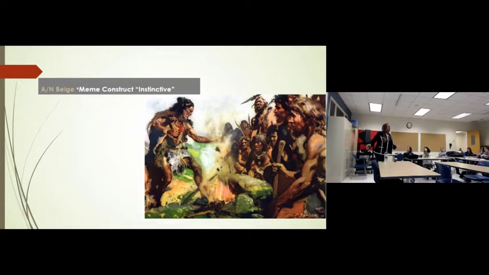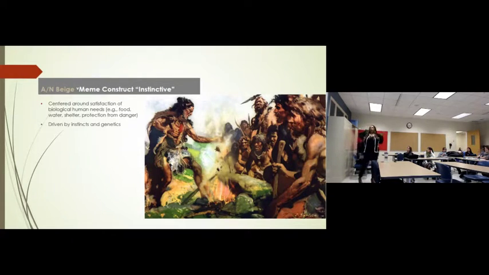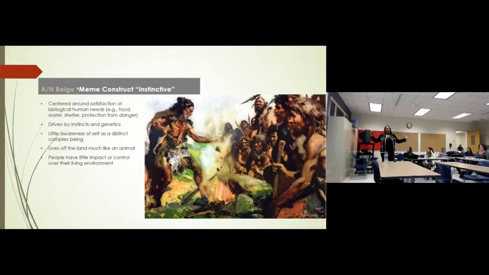Again, this could be a whole semester class, honestly, but I'm just trying to give you a rudimentary introduction to it. So what you would expect to see in this kind of worldview is an individual who's centered around the satisfaction of their basic biological human needs. So they're focused on food, water, shelter, protection from danger. Also represented in this particular worldview construct is an individual who's driven by instinct and genetic imperatives. There's little awareness of the self as a distinct, complex being. One lives off the land much like an animal. There are no big skyscrapers being developed. People have little impact or control over the living environment. They just live.